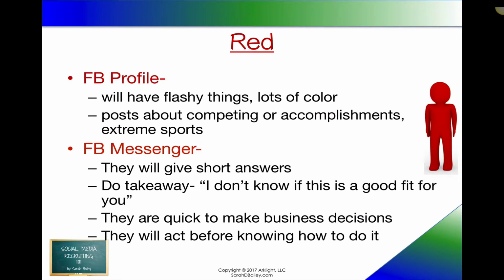On your Facebook profile, this is what you'll see for a red personality. They will have flashy things on their personal profile, their timeline, their wall. You might see things like really nice expensive cars or big houses or yachts, things like that. Lots of color. They will post about things they're winning, different competitions, different accomplishments they've done, extreme sports. You may see things on their wall about skydiving and mountain biking and rock climbing, dangerous, extreme sports.